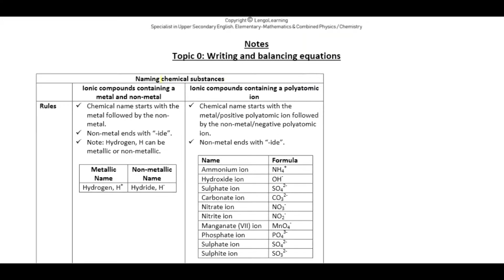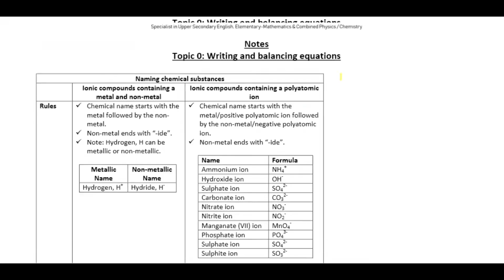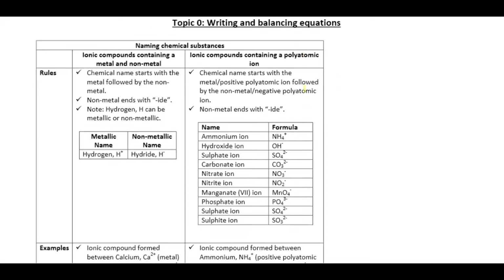So there are certain rules that I would like you to be able to understand, as fundamental rules, in terms of how you actually name chemical substances. Basically, every chemical has a name, and you must be able to name it properly so that when it comes to writing the chemical formula, you won't mix it up with some other chemical.